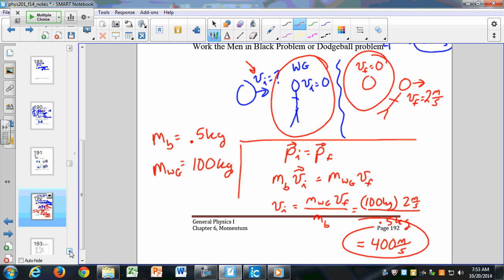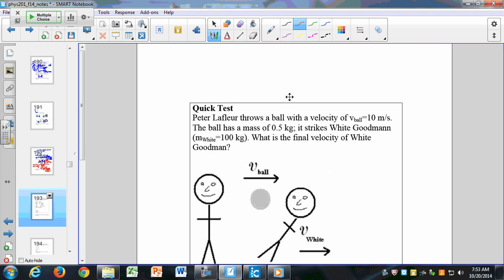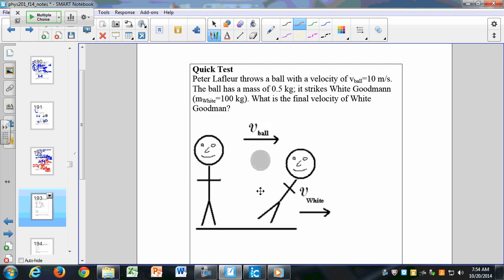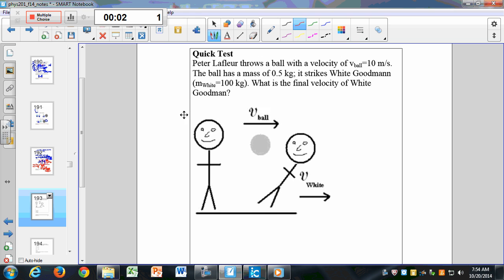Let's try another problem. This one's a little more realistic, where we actually solve, let's give it sort of a regular velocity, and there's our mass and our mass of White Goodman, and I want to know what is the final velocity of White Goodman. So if I just threw a regular dodgeball at this guy, how fast would he recoil at? So I'll give you, it works the same way, very similar, except your unknowns are a little bit different. When you get your answer, go ahead and click it in.